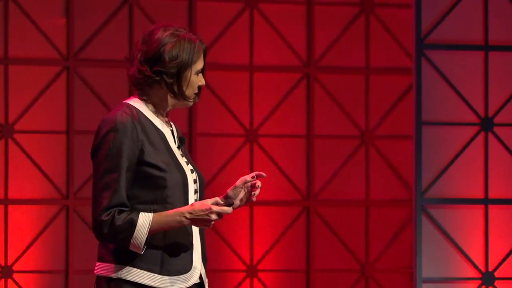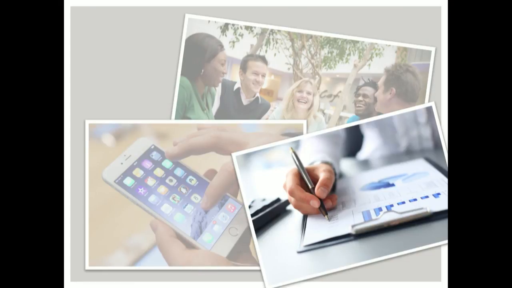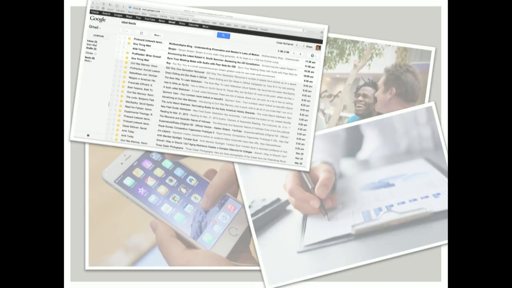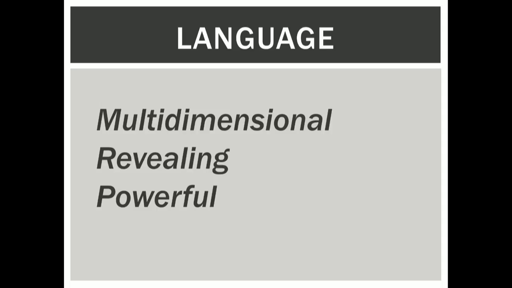I'm going to talk about three aspects of language. Missing slide, I'm sorry. I'm going to talk about three aspects of language. But one thing we need to understand is how much we're using language in our world. We use it when we're interacting socially. We use it in email, in blogs, in Twitters. In the modern world, we use the written word more often than ever. So I'm going to talk about three aspects of the language that we use.